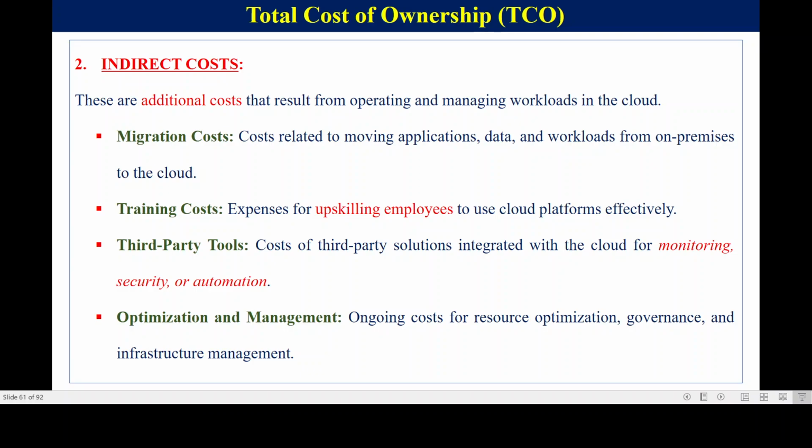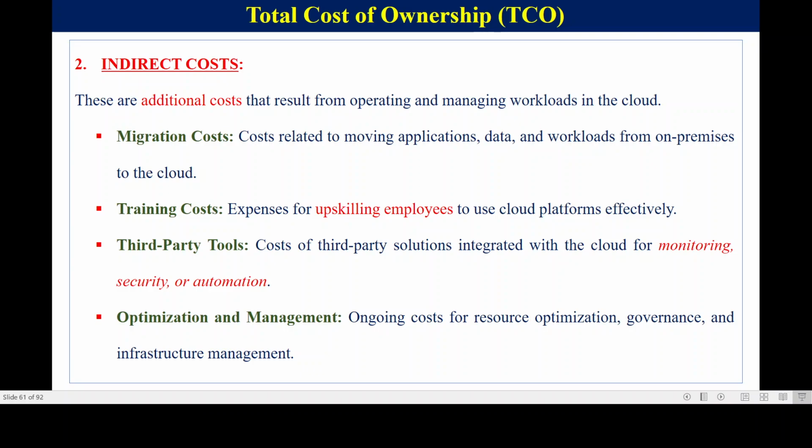The first one is migration cost. Moving applications from on-premises infrastructure to the cloud requires planning, data migration, application redesign, and testing. All these activities involve additional expenses. Next one is training cost. Employees must learn cloud technologies. Organizations spend money on cloud certification, employee training, workshops, and technical courses. These training expenses are also a part of TCO.